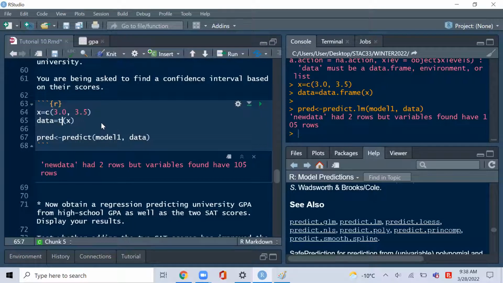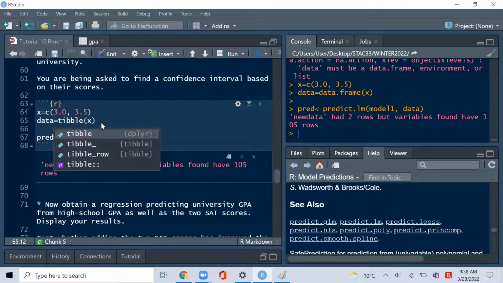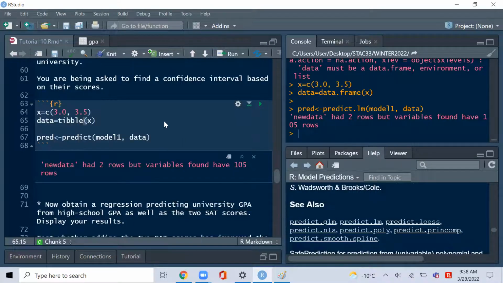So the problem is not actually that I called it tibble. The problem is that it sees I only gave 2 data points to predict on, but the model itself has 105 observations. So I think what I need to do is put something else here. I cannot put a model 1. I need to specify which particular points I want the model to estimate on. So let me see.